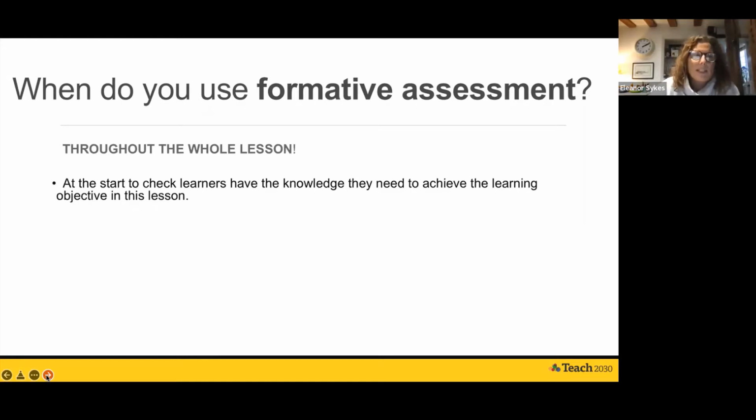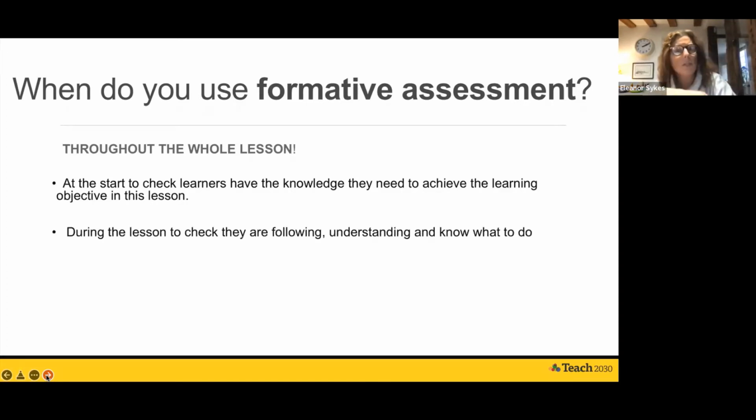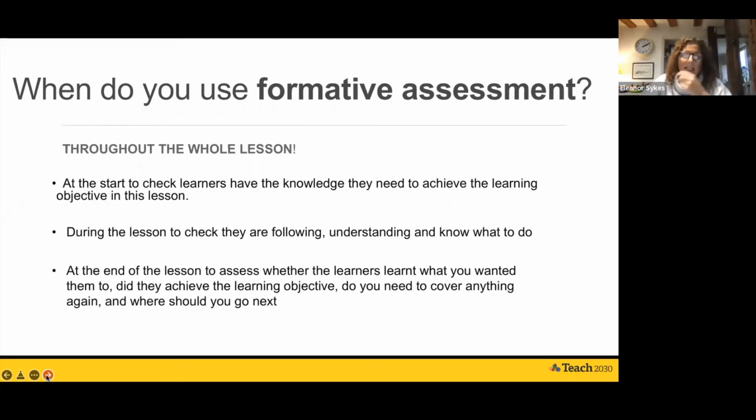You would use formative assessment at the start to check learners have the knowledge they need to achieve the learning objective in this lesson. You would use formative assessment during the lesson to check they are following, that they are understanding, and that they know what to do. You would also use formative assessment at the end of the lesson to assess whether the learners learned what you wanted them to.